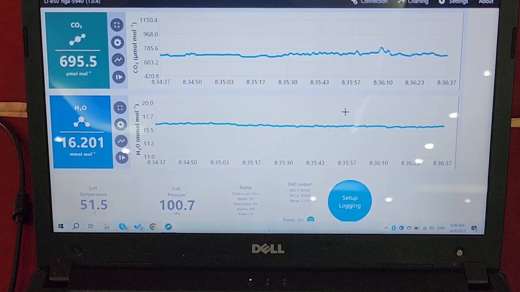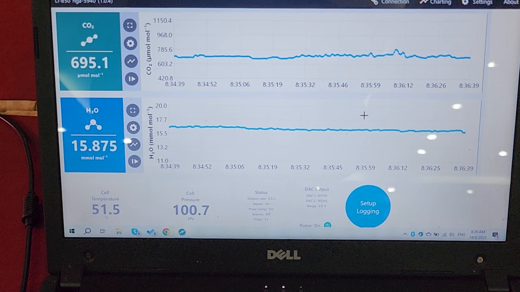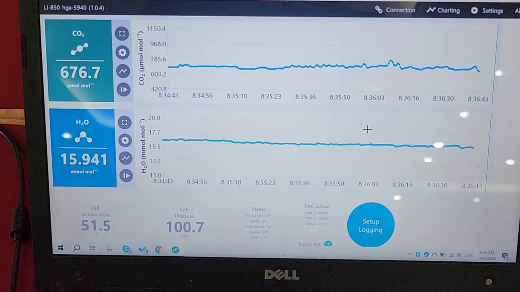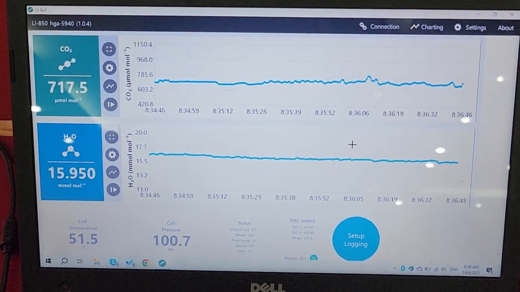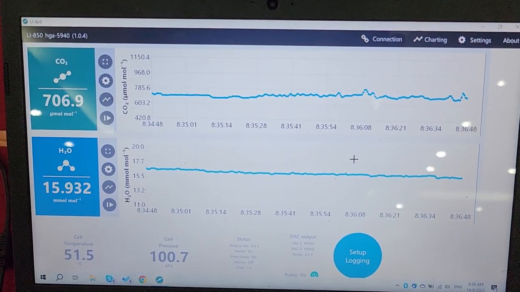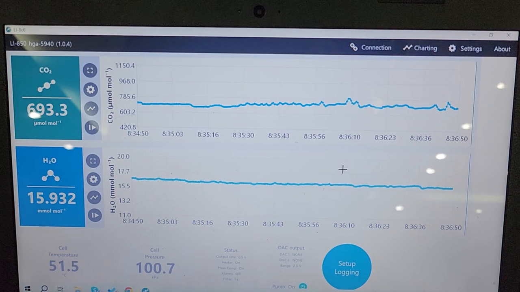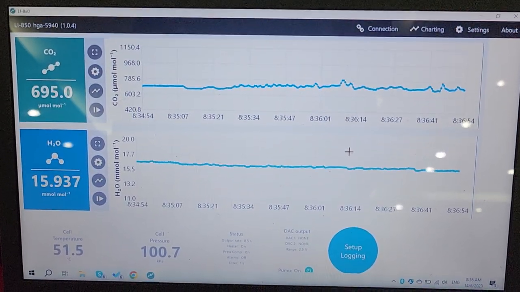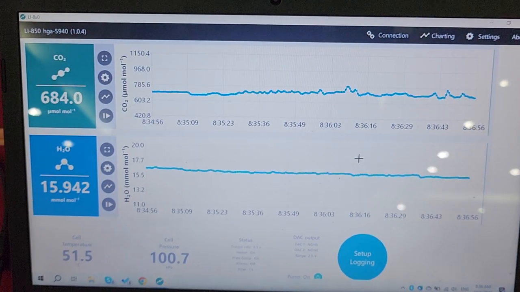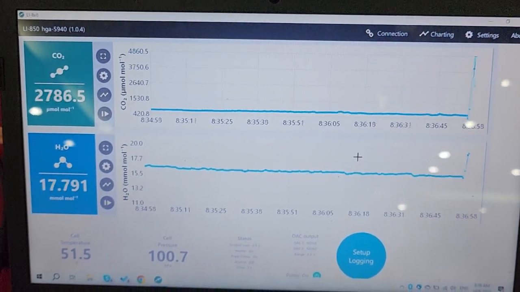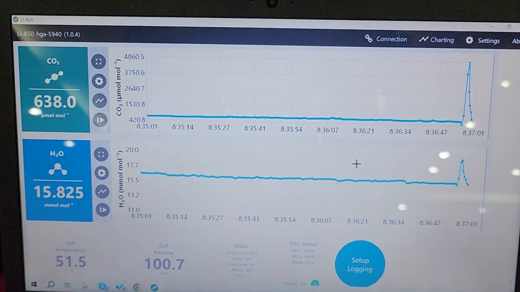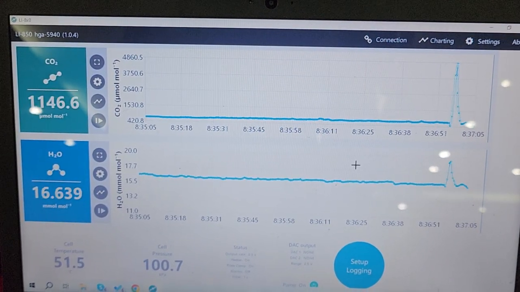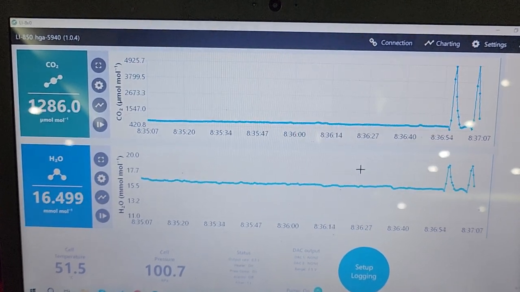Let's see what happens when I blow to it. What's going to happen to the CO2 when I blow it? Well, as we can see, yeah, the pengantin has arrived. It's always my class that I come late. Why? Okay, let's see. Ooh. You see? It's increasing.